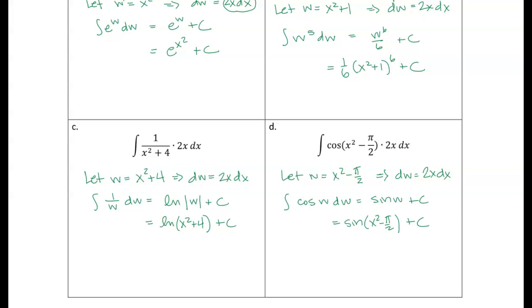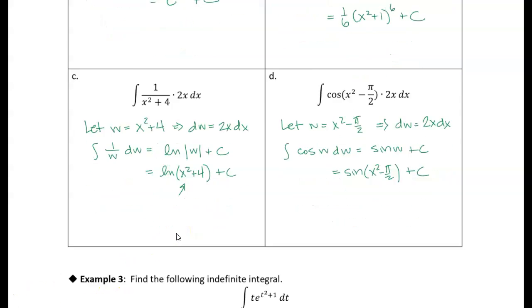You figure out what substitution you need to make, and then just do it, and then resubstitute when you get done. Again, you can see here I dropped the absolute value symbol because x squared plus 4 is always positive, so we don't really need it. It doesn't hurt to have it, it's not going to make it wrong or anything, but we just don't really need it in this case.